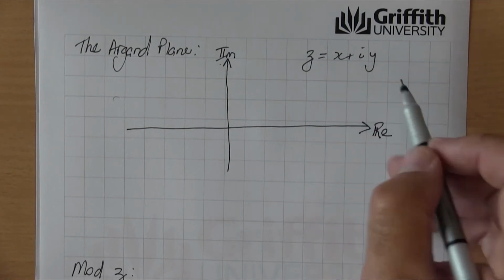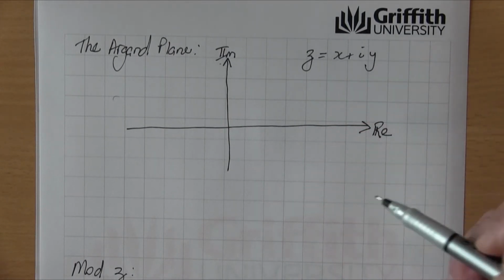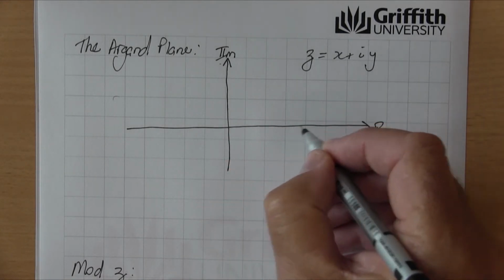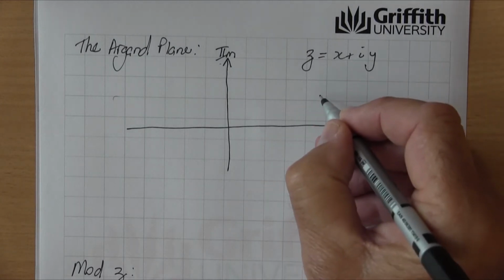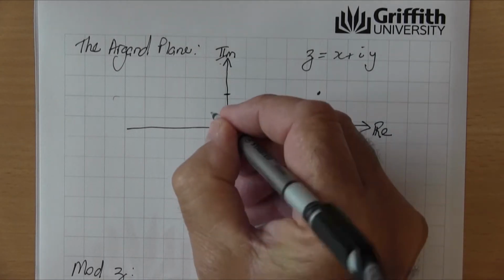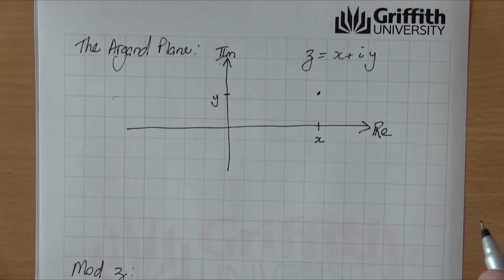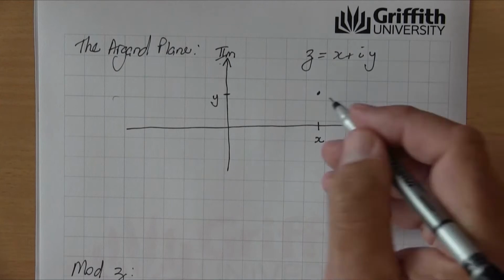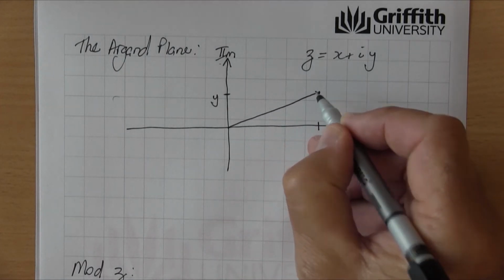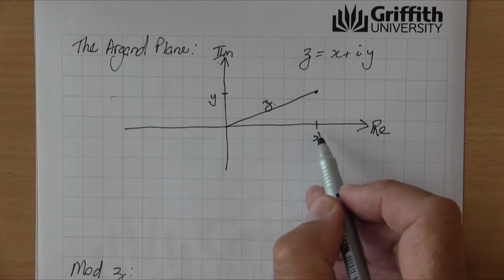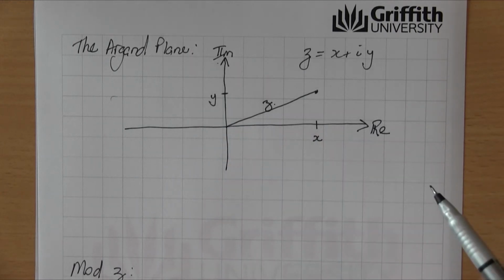So as you know, x is the real part of the complex number and y is the imaginary part. So it's simply a matter of coming out here x units and up the y-axis, or the imaginary axis, I beg your pardon, to go up there y units, and this is the representation of the complex number on the Argand plane. You've come out x units and gone up y.